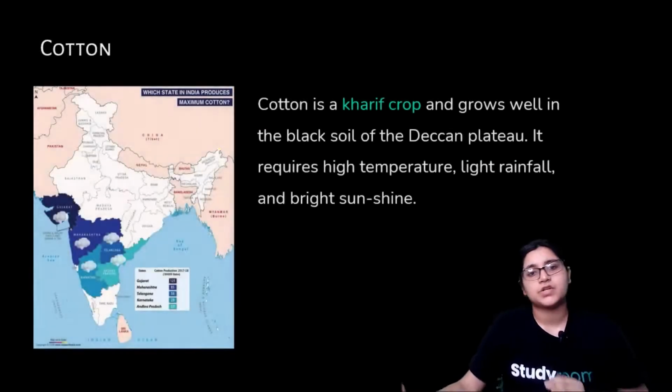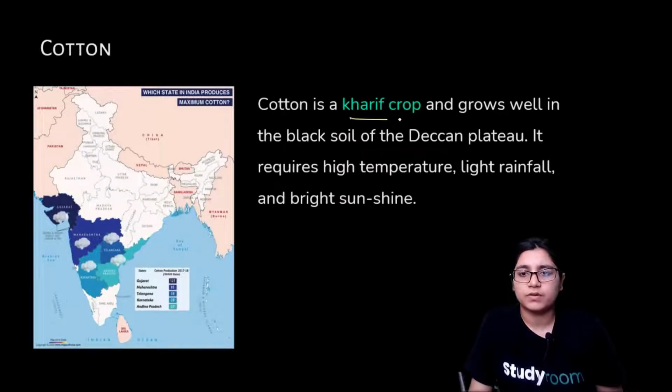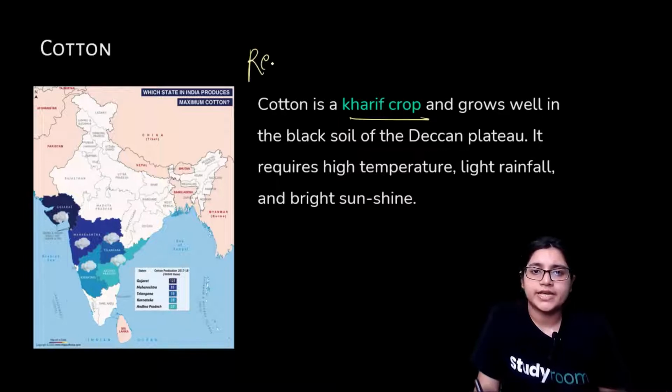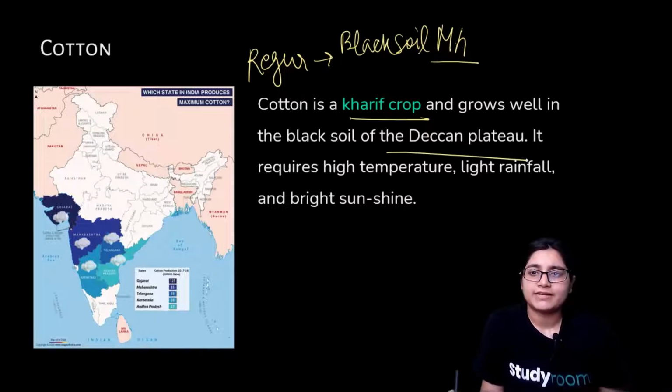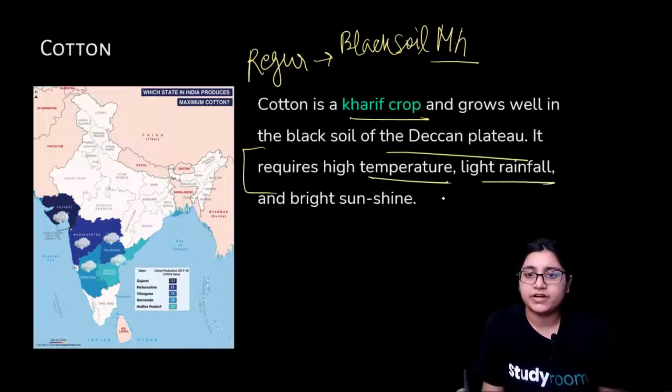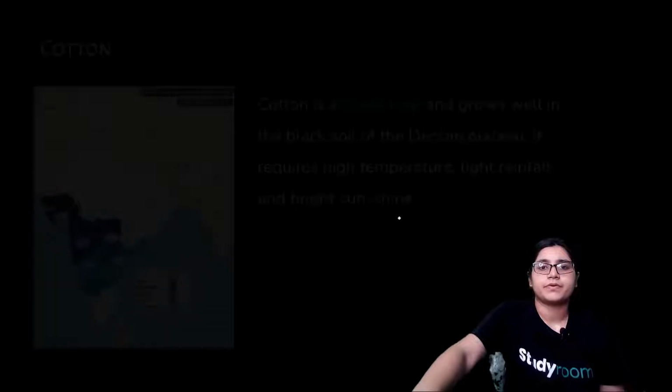And now we are talking about cotton. So cotton is a kharif crop. Regular soil they are grown in, that is black soil in Maharashtra. Okay? Maharashtra. So black soil of Deccan Plateau, it requires high temperature, light rainfall and bright sunshine. Bright sunshine is very, very important.